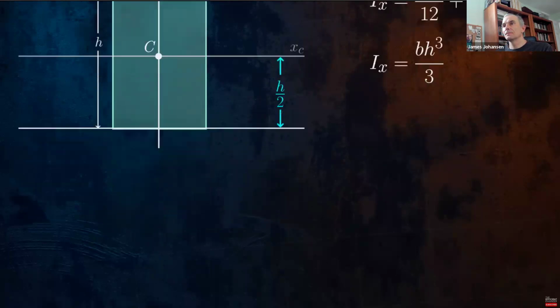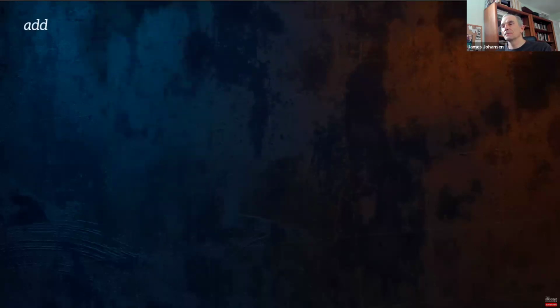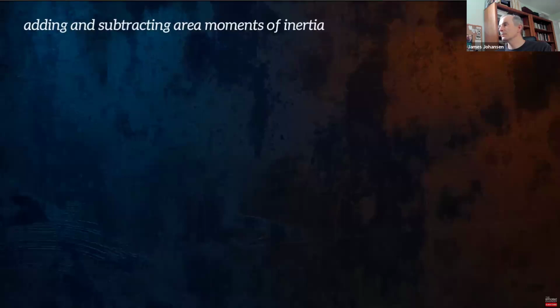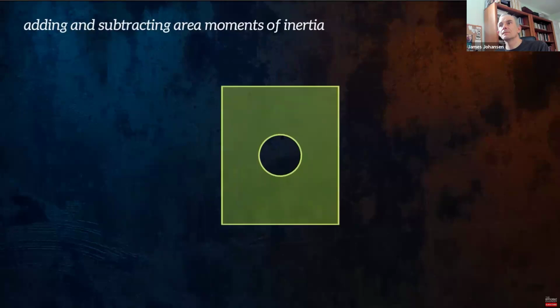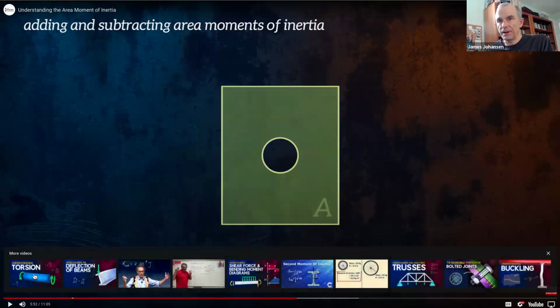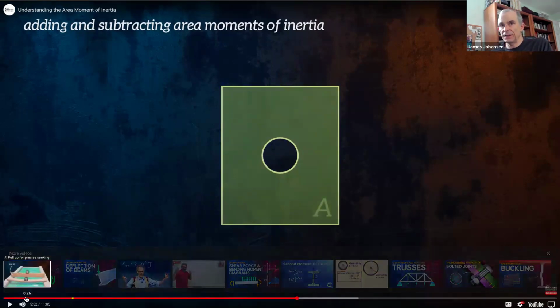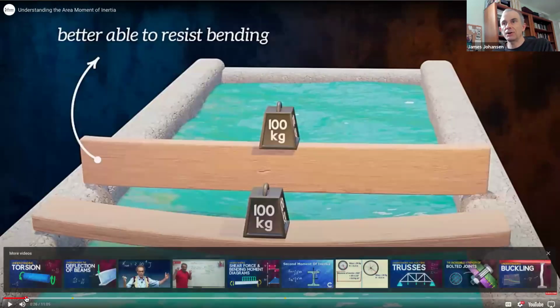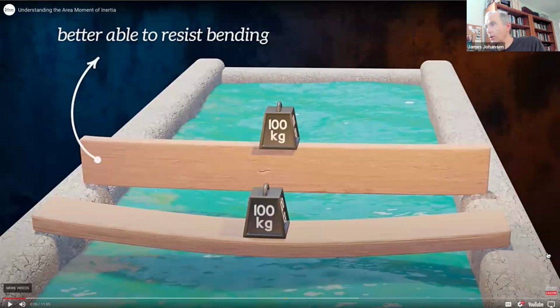One useful property of area moments of inertia is that they can be added to and subtracted from each other. This means we can calculate the value of I for a shape like this by taking I for section A. I'm going to not play the whole video because this is getting into a lot of things that we haven't covered and are beyond what we're trying to do and get some experience in this course.